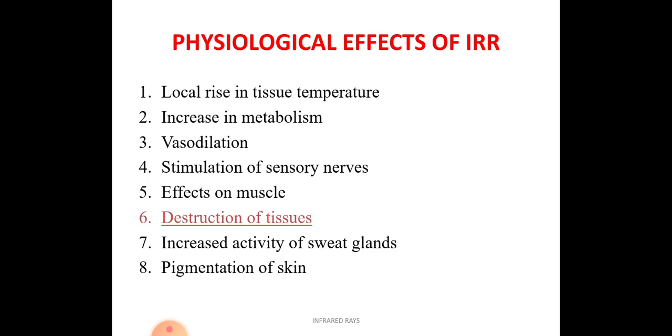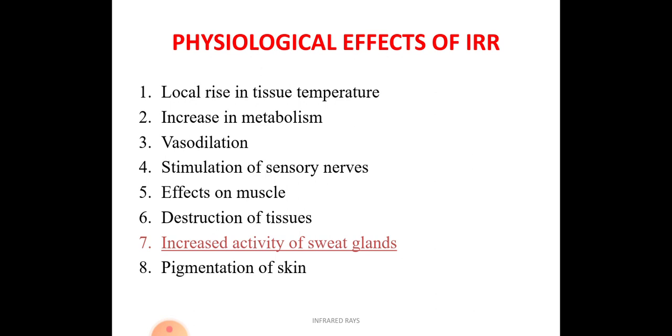Destruction of tissue. If the IR is given in a very high dose, definitely it can cause destruction of the tissue, especially devitalized tissue. If the patient has already taken X-ray therapy or cobalt therapy, in that case there is already devitalization of the tissue, and if IR is given further, it may definitely damage or destroy the tissue.